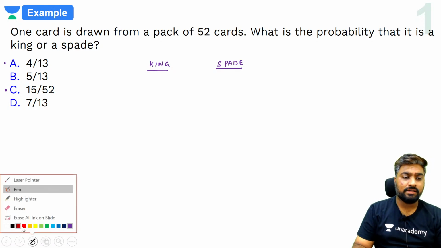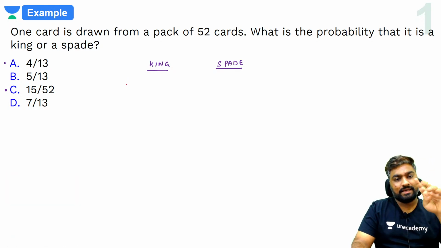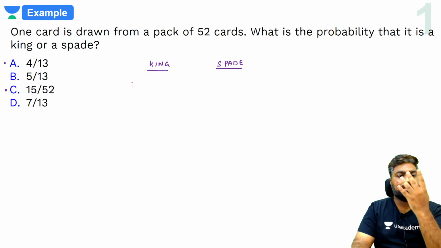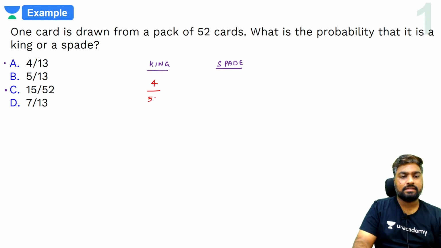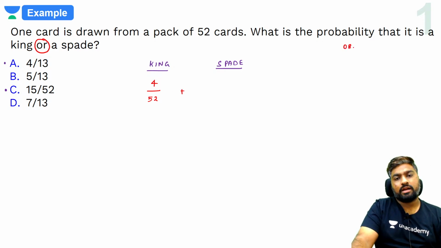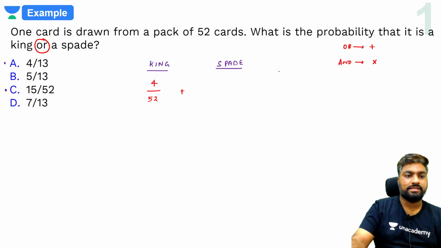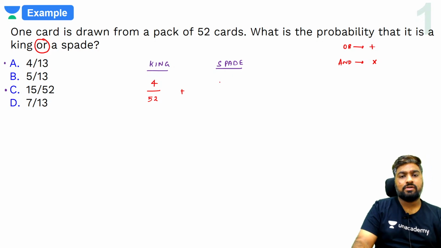So what do you have here? You know there are 4 kings, king of hearts, king of spades, king of diamonds, king of clubs. So there are 4 kings, out of how many? 52 cards. Because they are using or, what do you use? Plus. We all know this. Or is sum and is product. Yes, but you'll also have to use some common sense there, okay? How many spades do you have in a pack? We know there are 13 spades, right?